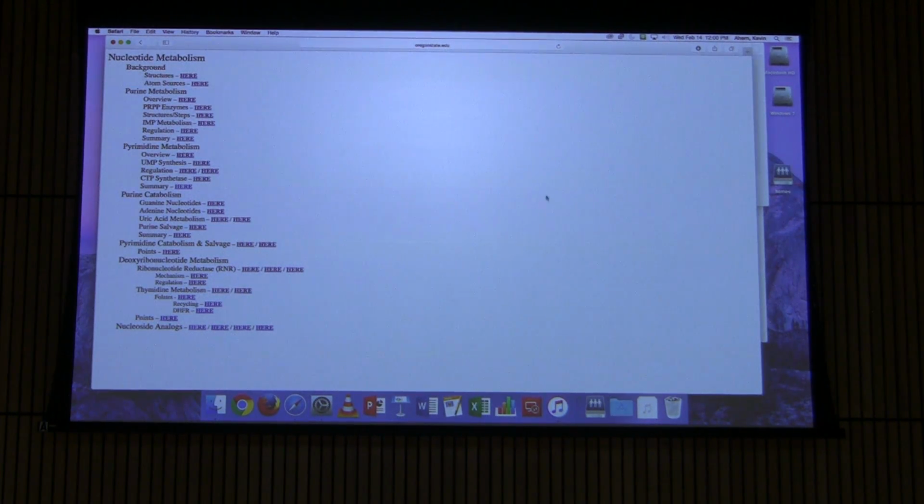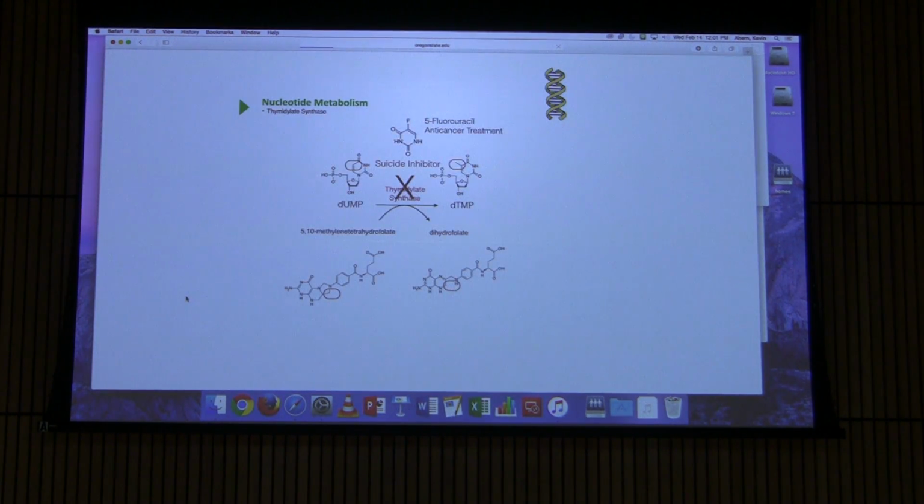I finished talking about ribonucleotide reductase and the regulation of that last time, and I also talked about the metabolism of thymidine. So thymidine metabolism, of course, derives from uridine metabolism, and I showed you all of that. One of the things I didn't get to show you was this right here, and that is the reaction in which dUMP is made into dTMP. I showed you that there was the addition of a methyl group.